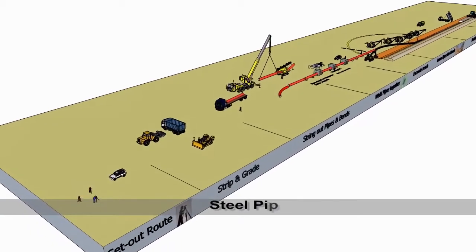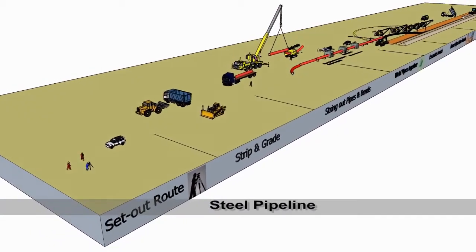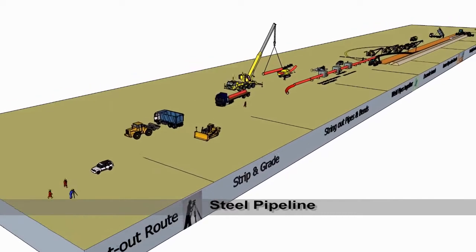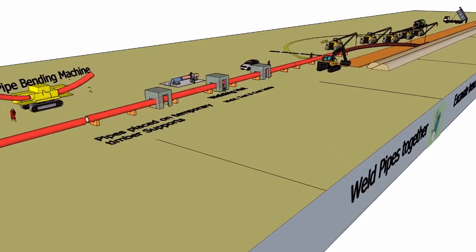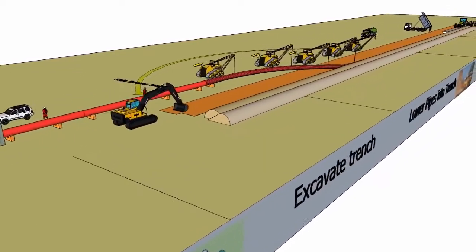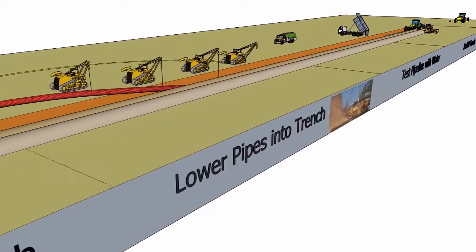Pipeline, welding and laying. Shown is a construction sequence, method and plant for excavation, bending pipes, jointing pipes by welding, lifting and placing the pipe string in the excavated trench and backfilling the trench.